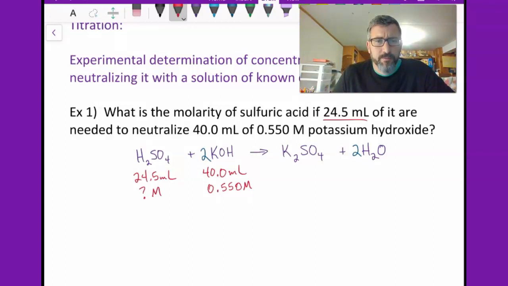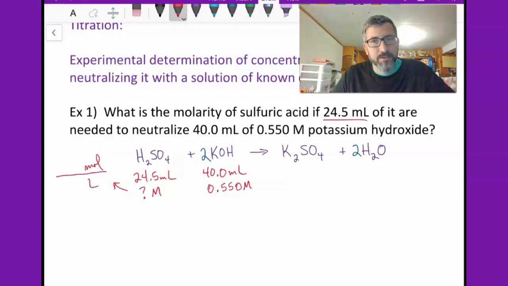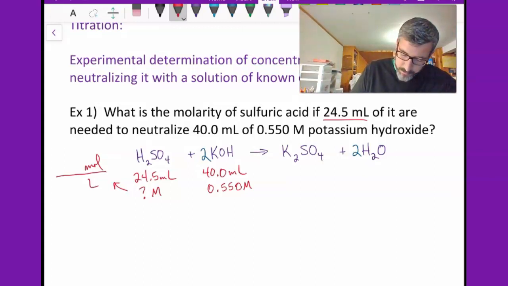We want to know the molarity of H2SO4, so the definition of molarity is just moles per liter, right? So it's going to be moles over liters. And we actually don't have 1 liter of H2SO4, we have 24.5 milliliters. So one thing we could probably do is just go ahead and plug in the volume on the bottom of my molarity equation. So 24.5 milliliters divided by 1,000 would give me liters.